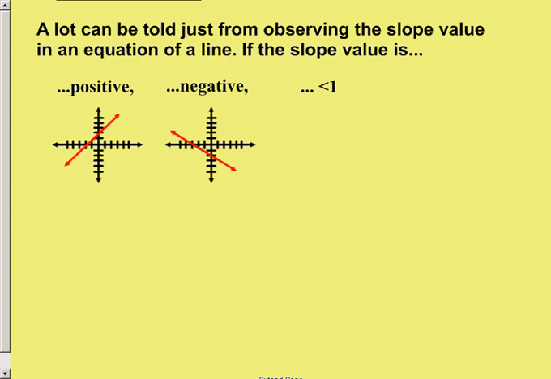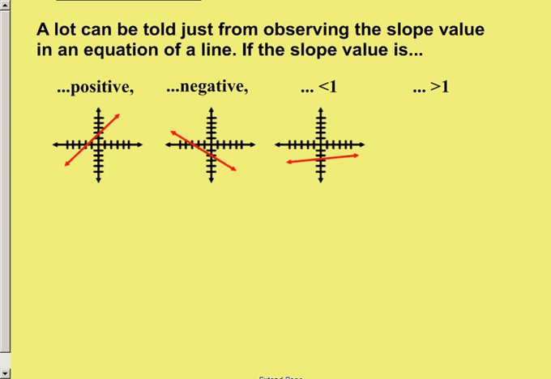Now, when it comes down to a discussion of parent functions, the parent linear function would be a slope value of 1. So let's say we look at a slope value that is smaller than 1. What that means is the slope fraction's denominator is moving faster than its numerator. When that happens, you get a line that is not quite as steep. So you get a line that is more horizontal than vertical when your slope is smaller than 1.